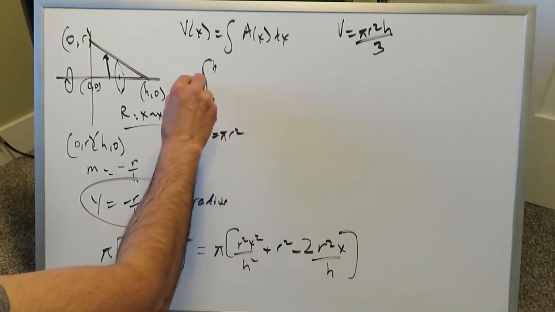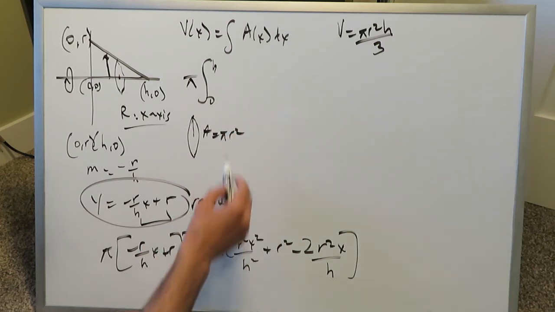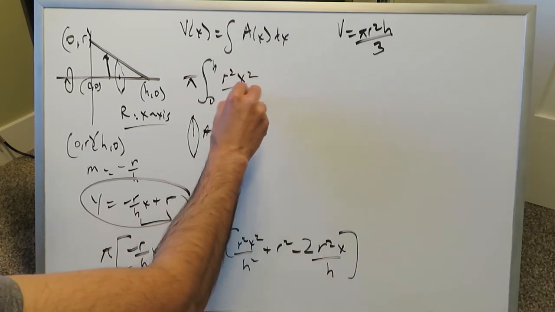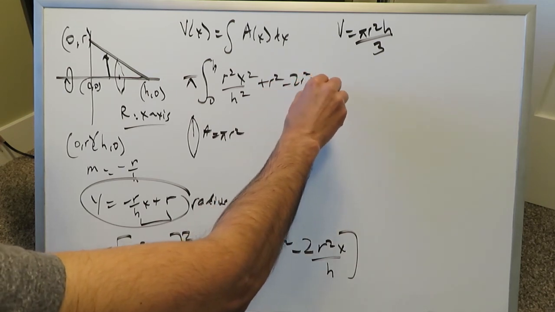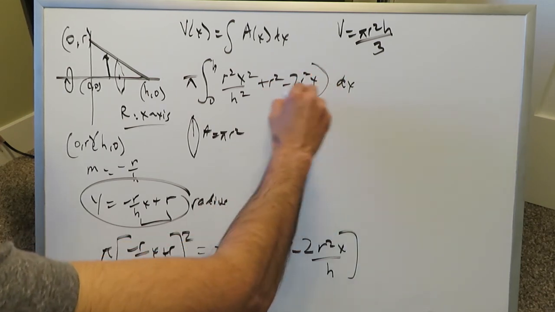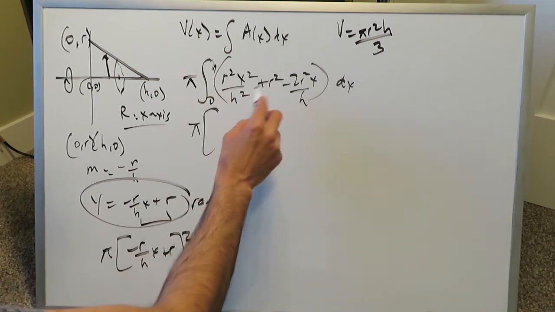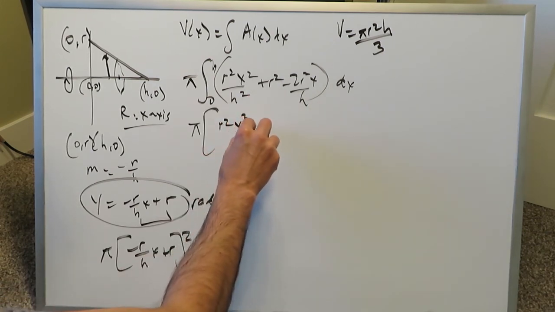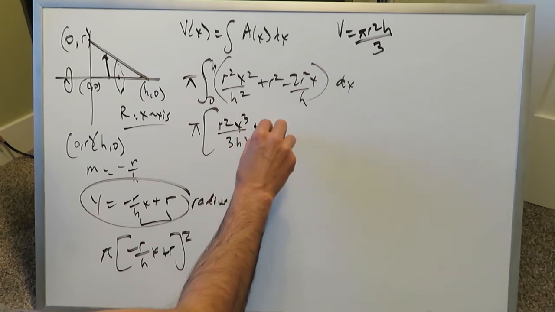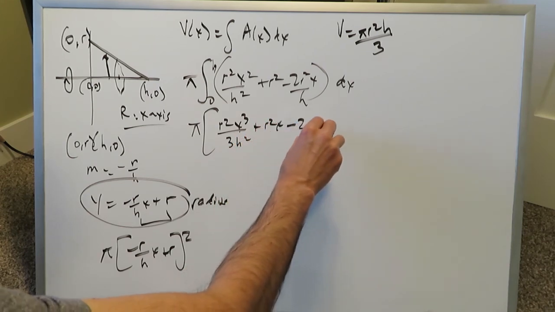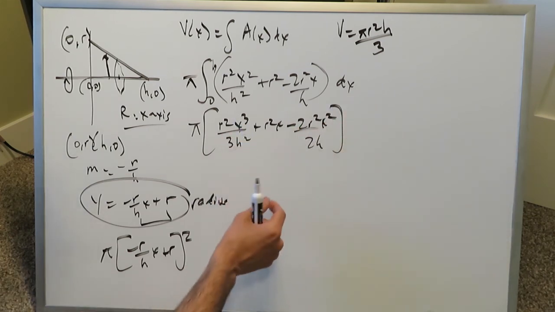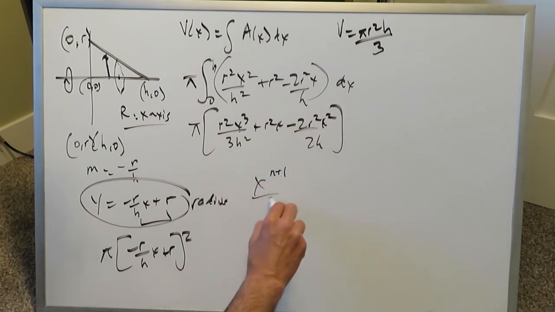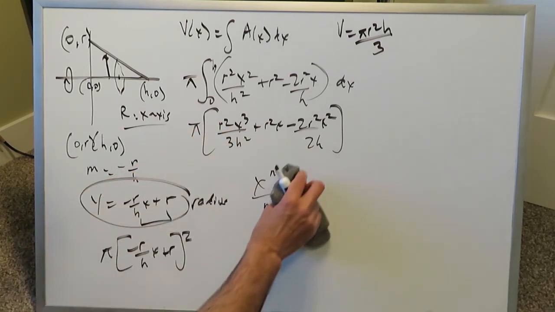Here's my formula. I'm just pushing the pi out as a coefficient. I have r squared x squared over h squared plus r squared minus 2 r squared x over h, and dx. Let's do this. Integrate it. It's easy. Everything with respect to x. R squared x cubed over 3h squared plus r squared x minus 2 r squared x squared over 2h. We're just bringing in the new x's by the x to the n plus 1 polynomial integration template technique. That's how these values are coming about.